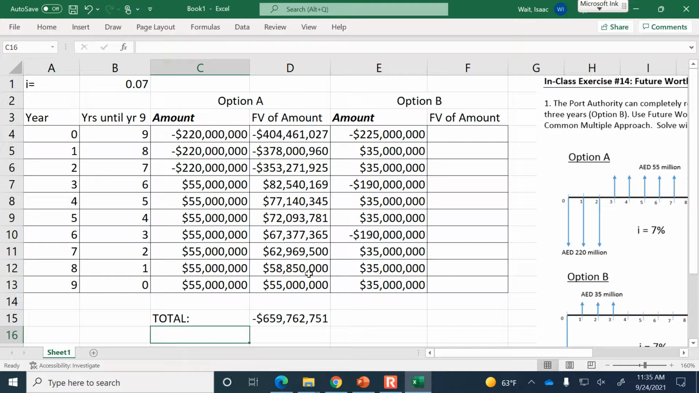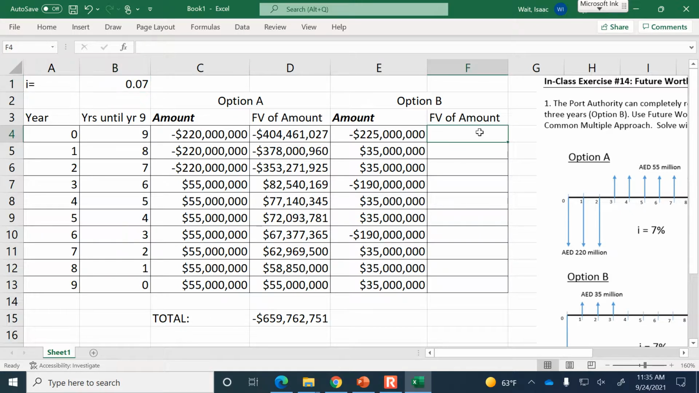So if you were going to do all this work and then get paid 9 years in the future, you'd want to collect $659 million for an interest rate of 7%, for there to be equilibrium between what you had spent and the amount that you were collecting in the future.